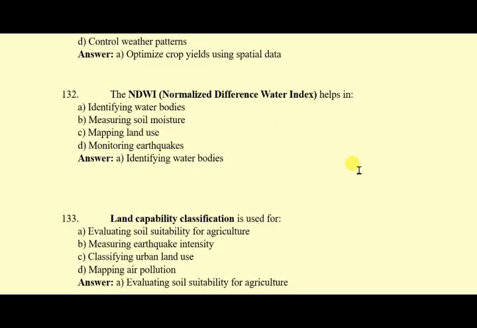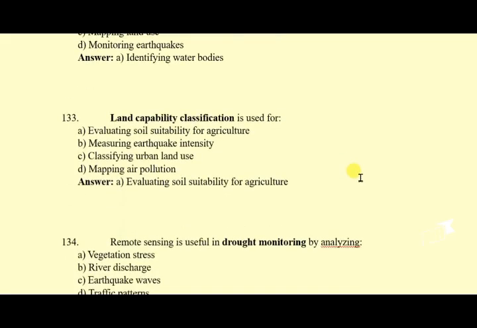Question 132. The NDWI, Normalized Difference Water Index, helps in identifying water bodies, measuring soil moisture, mapping land use, monitoring earthquakes. Here the right answer is identifying water bodies.